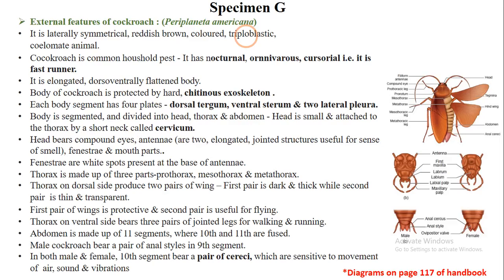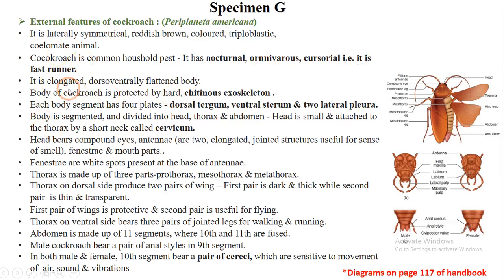Now first thing, the morphological feature: they are laterally symmetrical, reddish brown in color, triploblastic and coelomate. Okay, what do you mean by triploblastic? It means they are made up of 3 germ layers, and it is a coelomate animal. So cockroach, which is a common house pest, it is nocturnal. What do you mean by nocturnal? Nocturnal means that it is only active during night time. It is omnivorous and cursorial. Cursorial means that it can run fast.